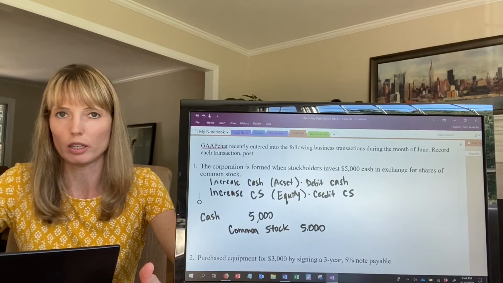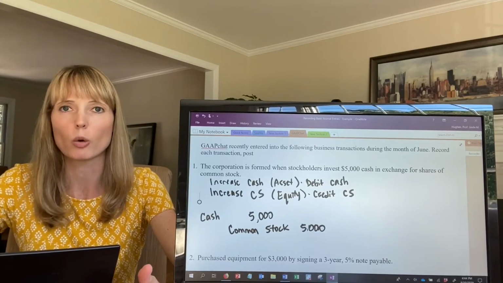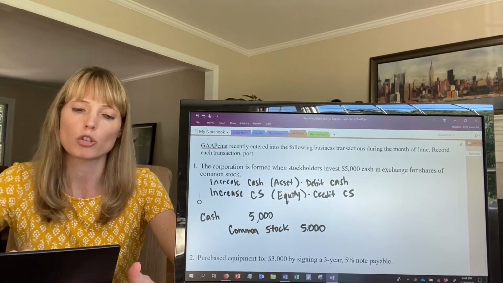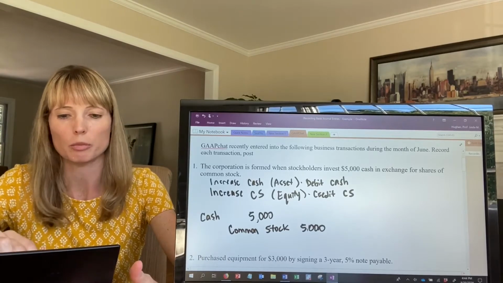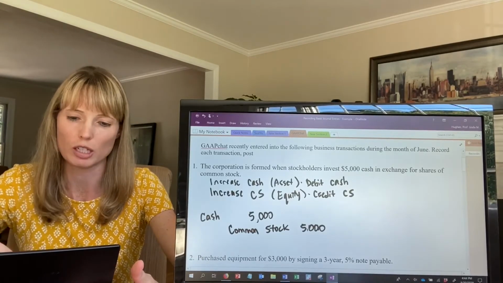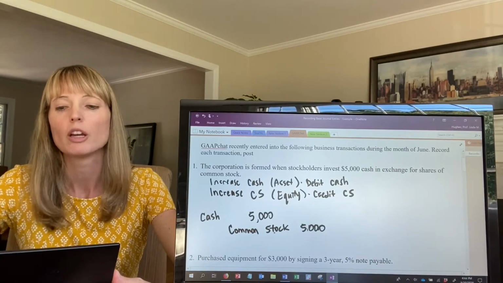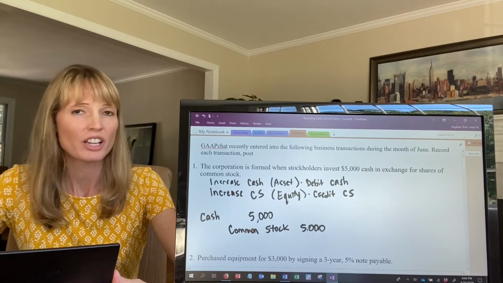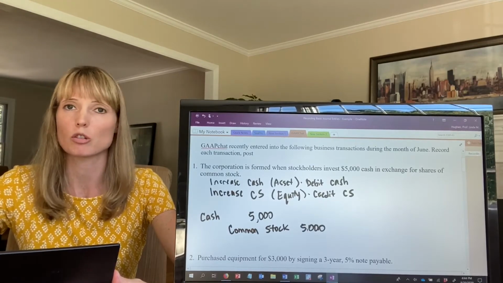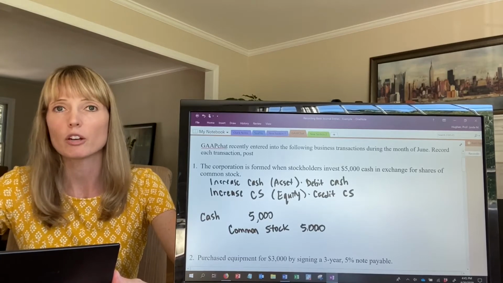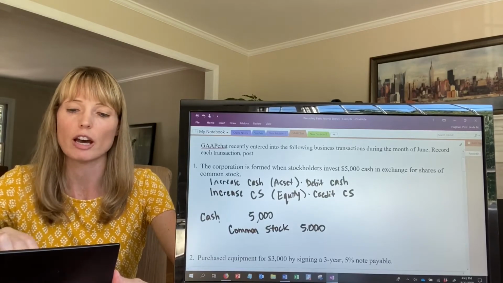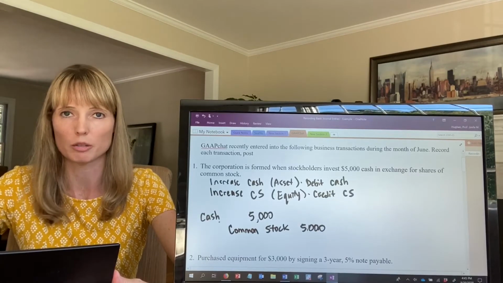Now, if we're working as an accountant for a company, we wouldn't be doing this entry on paper. We would be recording it into a software system, something like Oracle or SAP. We would choose the account cash as a debit, input the amount 5,000, choose the account common stock for the credit, put in the amount 5,000, and then we would just hit post or enter. And automatically the ledger accounts cash and common stock would be updated.